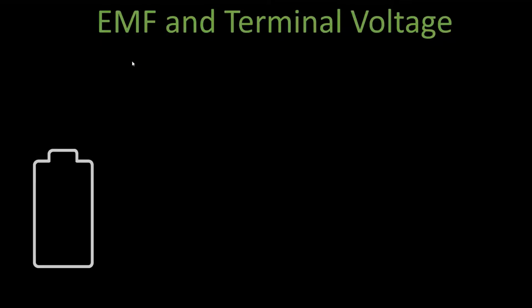And we use this symbol to represent the electromotive force. So the problem is, what is the difference between electromotive force and the terminal voltage? Electromotive force is also a voltage and we measure it in volts. In the battery, on either side, where we have the positive terminal and the negative terminal, there is a potential difference.